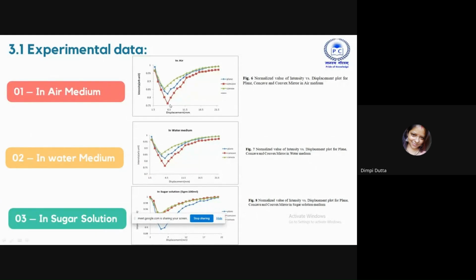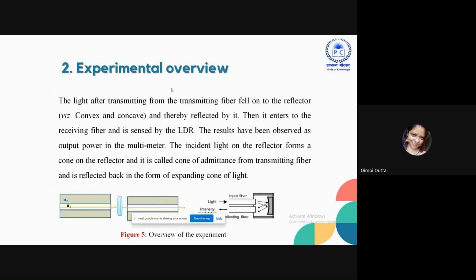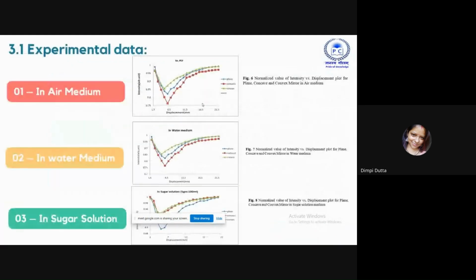We have seen that in case of concave and convex fiber, all the three, as I have observed, reflector plane, concave and convex, show a dip because the light has to go via that reflector. So it takes time to reach the receiving fiber from the transmitting fiber so that it can transmit the information. That is the reason why in every medium we have seen one dip.